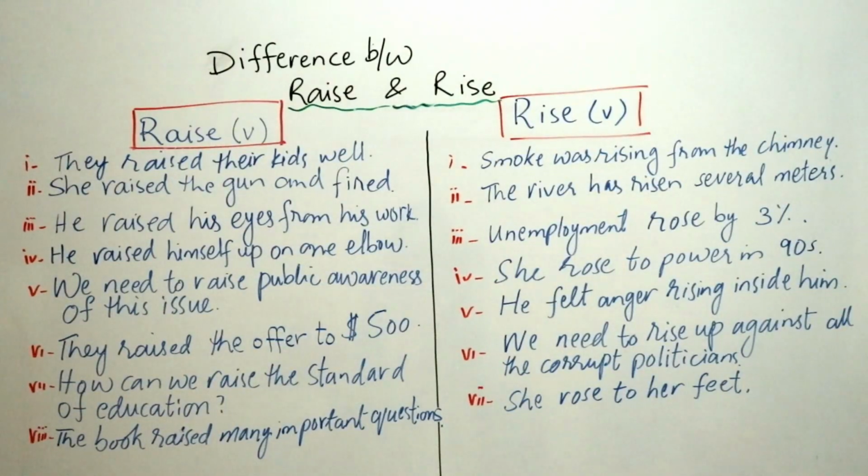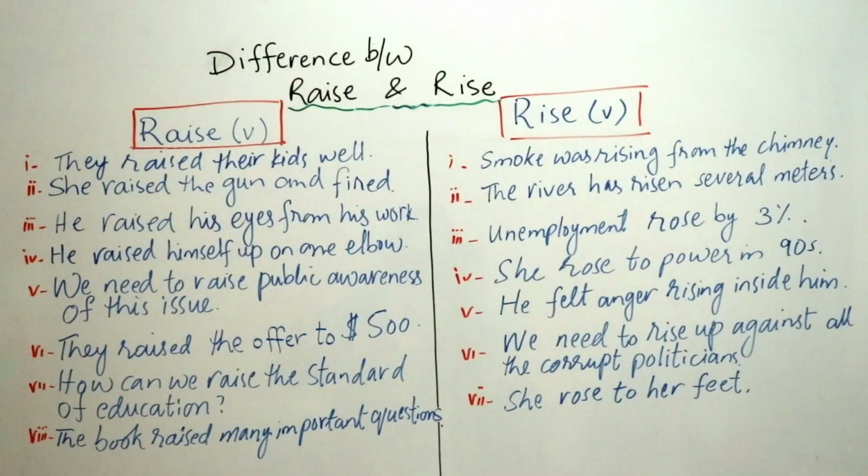Number 6, they raised the offer to $500. उन्होंने ऑफर जो है वो $500 तक बढ़ा दी है. Number 7, how can we raise the standard of education? हम तालीम का स्टैंडर्ड किस तरह से बढ़ा सकते हैं. Number 8, the book raised many important questions. इस किताब ने बहुत सारे सवाल खड़े कर दिए हैं.